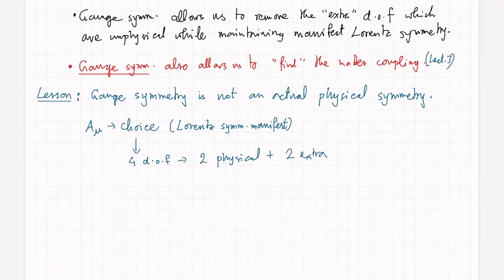And therefore, if I want a theory which is consistently going to describe the correct physics, I need to have some way of getting rid of these extra things. And that's the job of gauge symmetry.